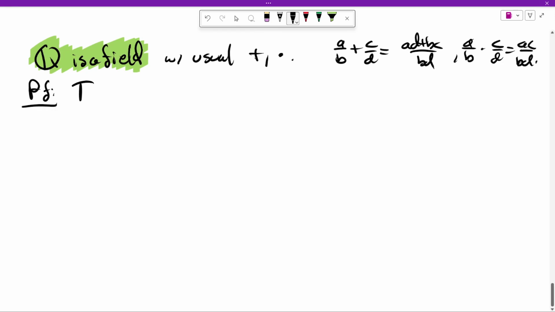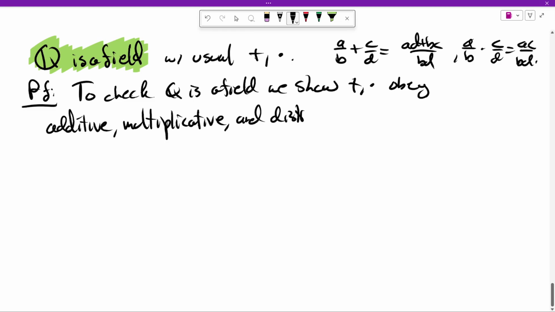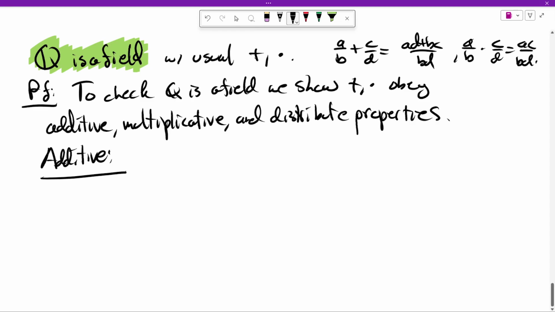So let's go through and check the properties. To check Q is a field, we show that plus and dot obey the additive, multiplicative, and distributive properties. Let's start with additive. What we need to check is associativity of addition. That's the first thing in our list of properties.